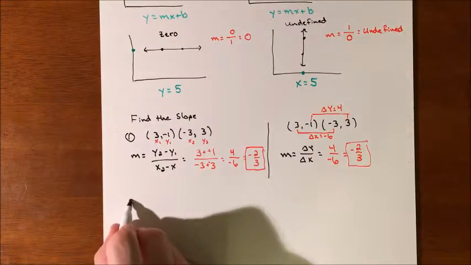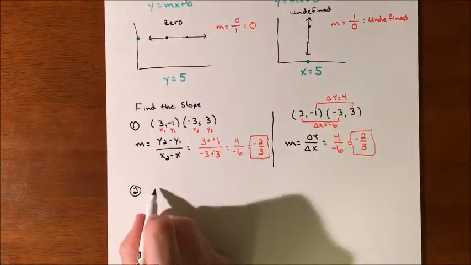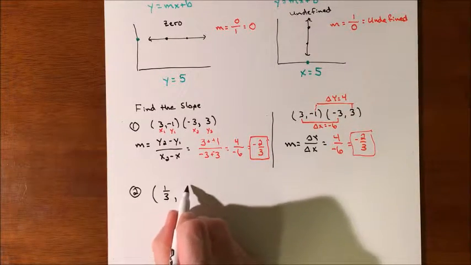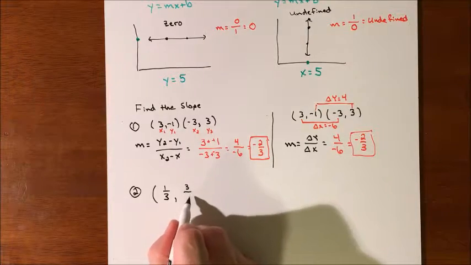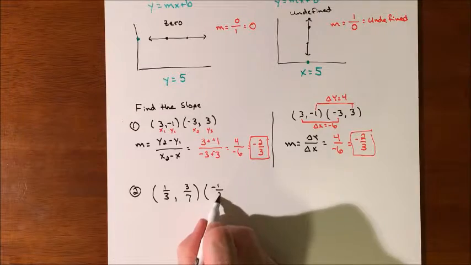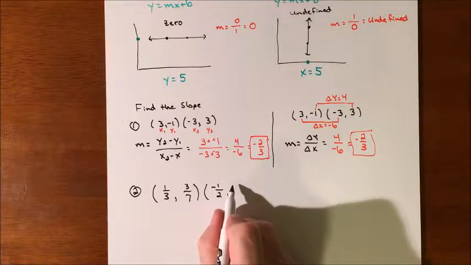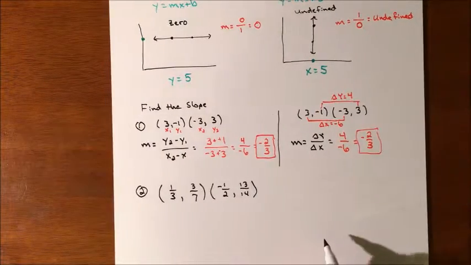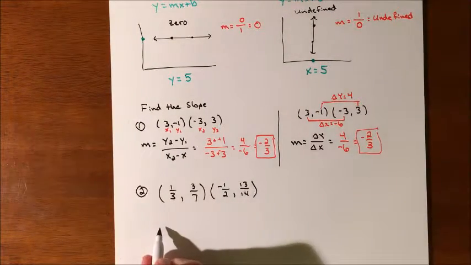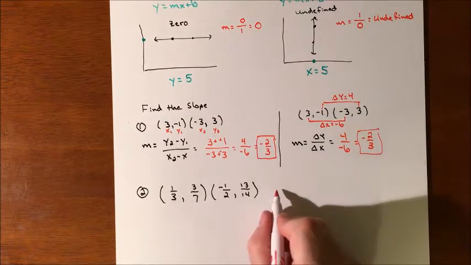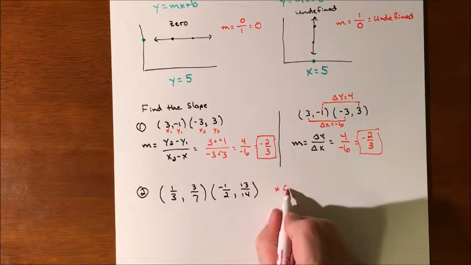So we'll make it a little more difficult. So we'll have a 1/3 and 3/7 and negative 1/2, 13/14. So exact same thing. I prefer this one, so I'm going to try and figure out what are my change in my y's and my change in my x's. The problem is, for me to count and figure this out, I need common denominators because of the fractions.